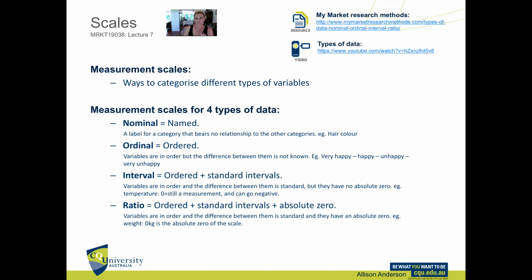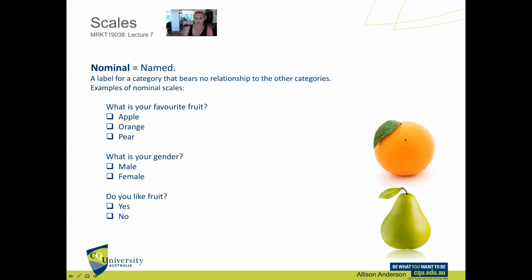All right, okay, now I'm going to repeat myself by talking about this a little more. So nominal, named. I don't know why, but I had a third apple there. Yeah, thank you. All right, so named, a label for a category that bears no relationship to the other categories. So what's your favourite fruit? Apple, orange, pear. What is your gender? Male, female. And do you like fruit? Yes, no. Okay, they're all named categories. There's no relationship between the categories.